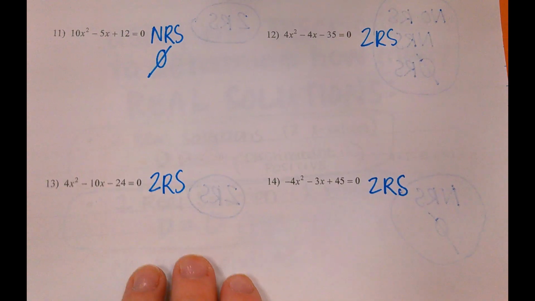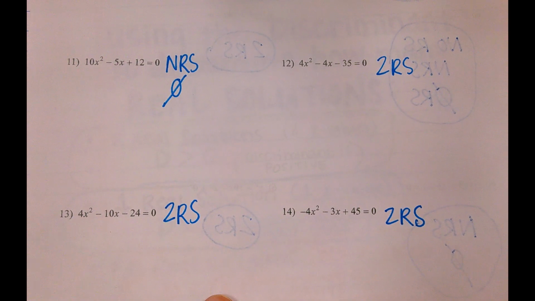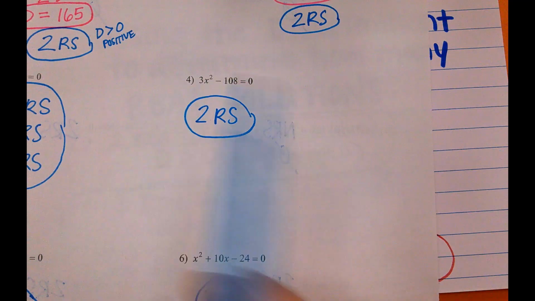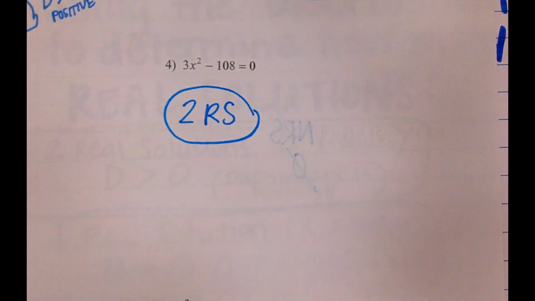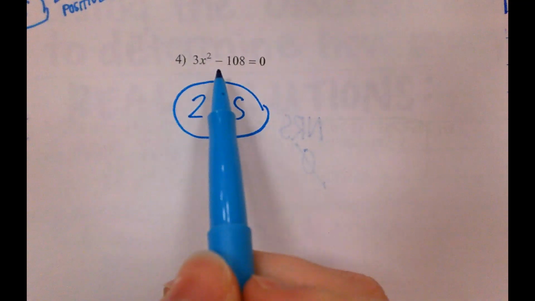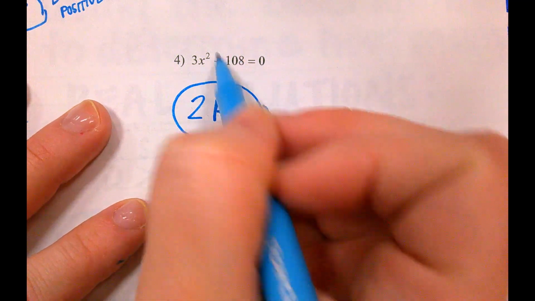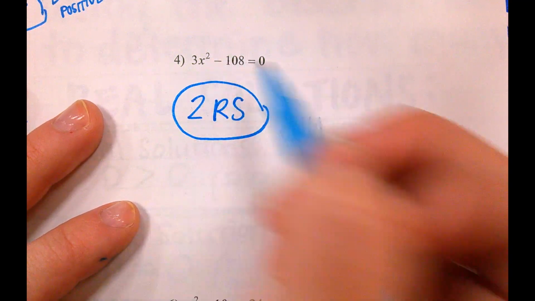I was just confused on, like, say 3x squared minus 108, because there's no b. Yeah, let's look at number 4. 3x squared minus 108. We notice something is missing. Our middle term. We have a number next to x squared. There's no number next to x. There's no x at all. And then we have minus 108.